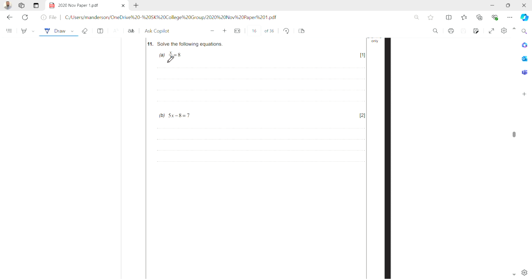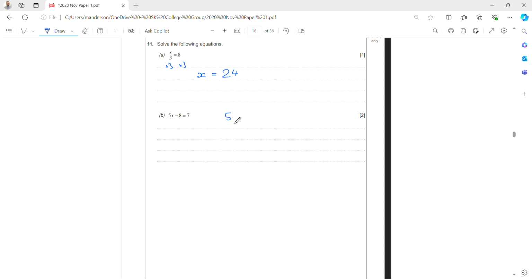So we're going to continue with this question paper with question 11. X divided by 3 equals 8. So to get x on its own, I'm going to multiply both sides by 3. So x becomes on its own, and 8 times 3 is 24.